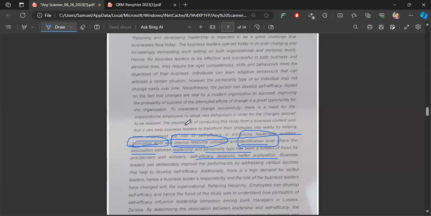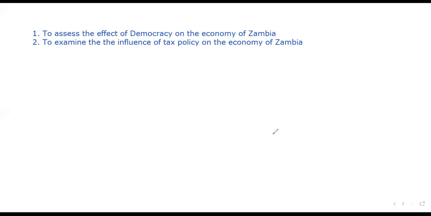Remember the rules of your objectives. They must not have two or more objectives in one. For example, to assess the effect of democracy and tax policy on the economy of Zambia. No, that's not specific. That's very general. Specific means one thing, okay? You don't have more than one variable in your specific objectives. So whenever you see a passage which says the study was focusing on democracy and tax policy, meaning democracy will be your own thing, tax policy will be your own thing, and the other things mentioned will be the identified things.